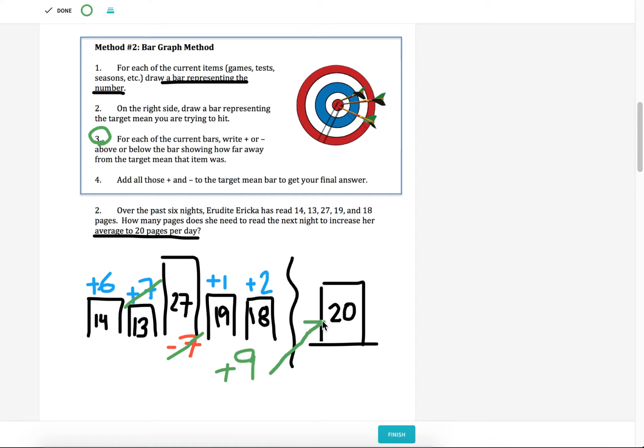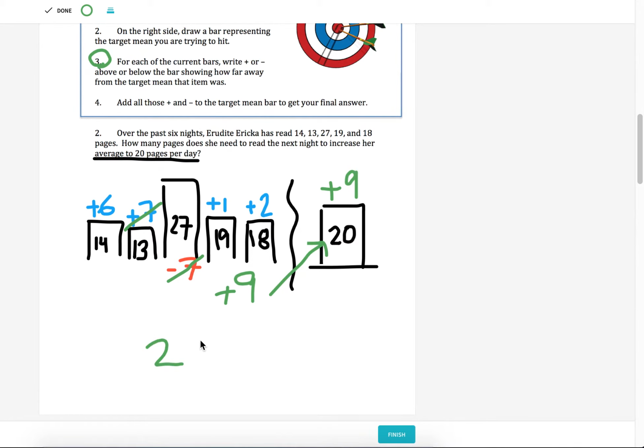So we've got to take that plus 9 now and add it to the 20, and that'll be our answer. That's how many pages she needs to read on that 7th day. 29 pages. She needs to read 9 extra pages in addition to the 20 to make up for the fact that she came up a little bit short these first 6 days.